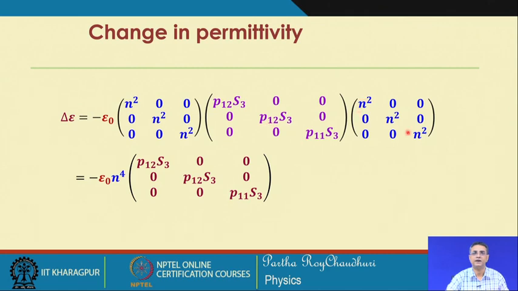So, they are all diagonal elements. So, you will retain only the diagonal elements, n to the power of 4 will be out. So, this will be the change in the permittivity tensor. So, that is what we were looking for in order to calculate the coupling coefficient as well as the polarization of the diffracted wave, when we know the polarization of the incident wave.